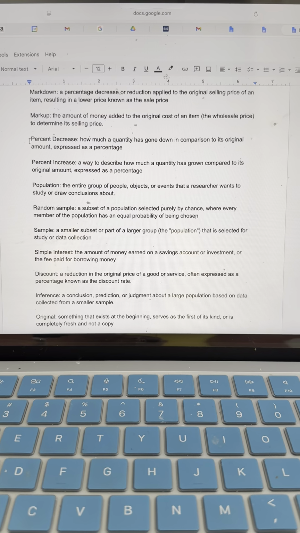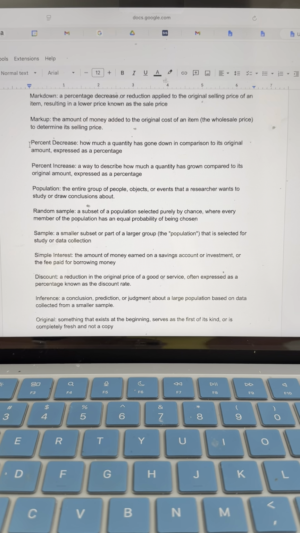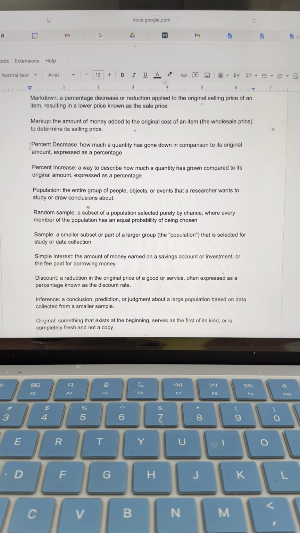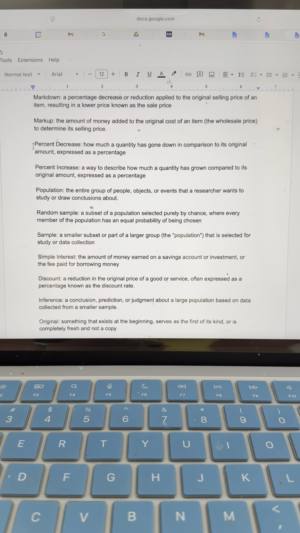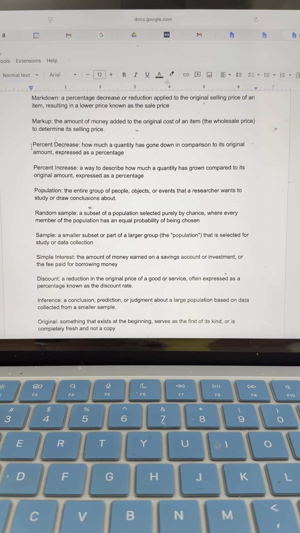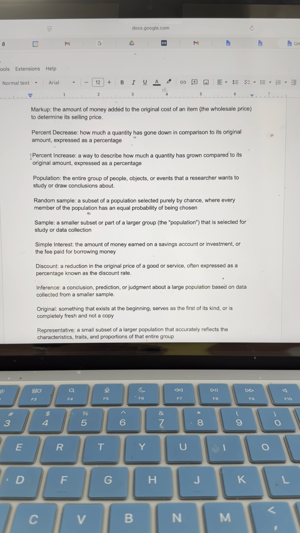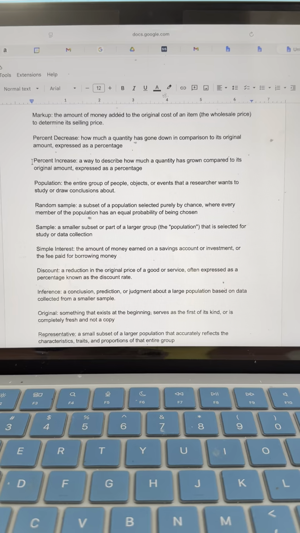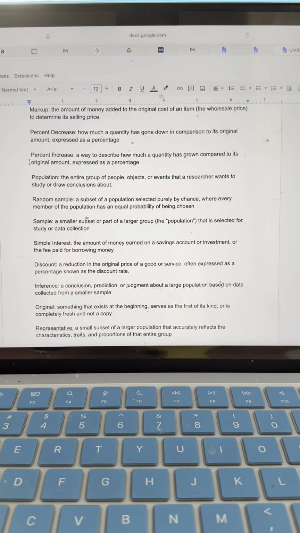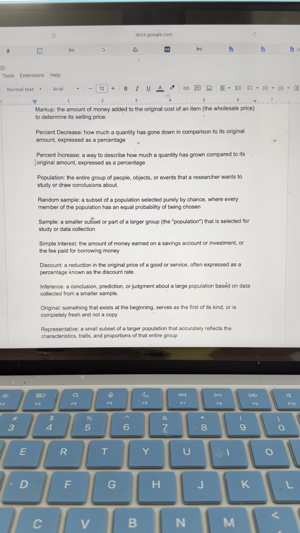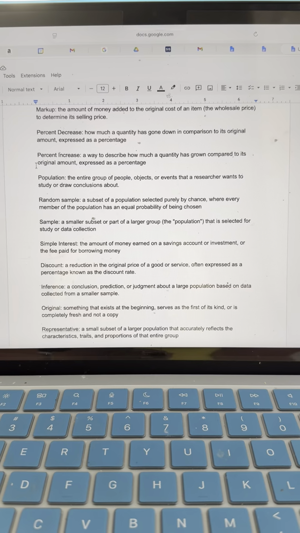Percent decrease, how much a quantity has gone down in comparison to its original amount, expressed as a percentage. You see this at the store all the time, 25% off, 10% off, and such. Price increase, a way to describe how much a quantity has grown compared to its original amount, expressed as a percentage. And again, that could be 20%, 30%, 50%.